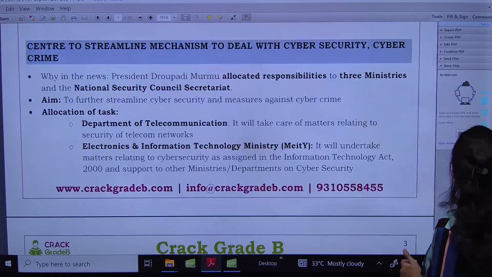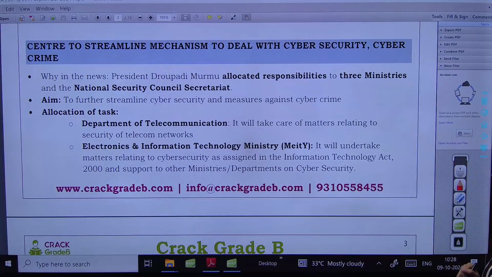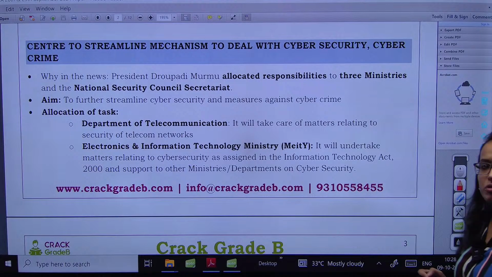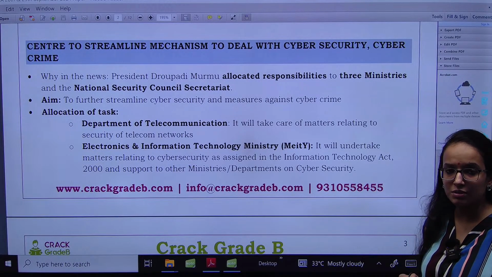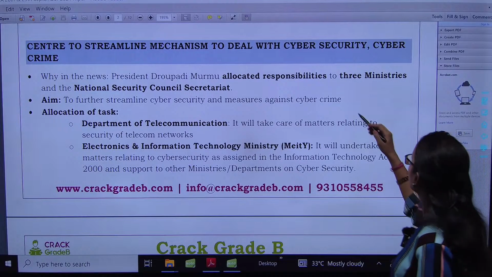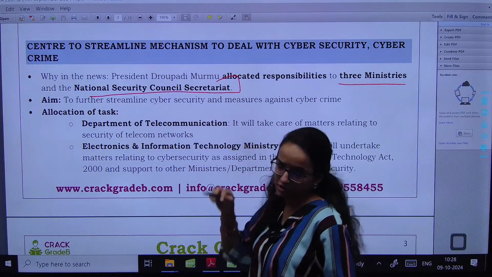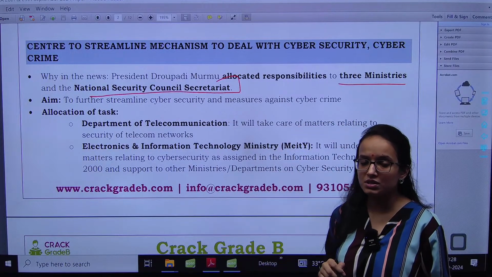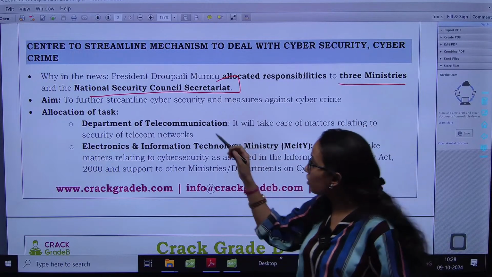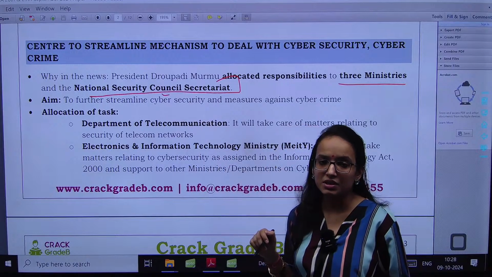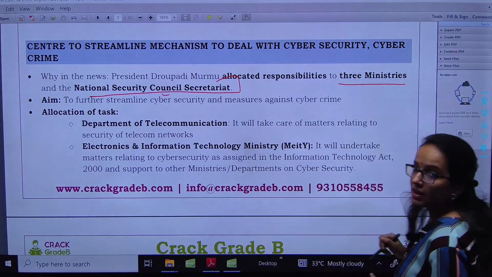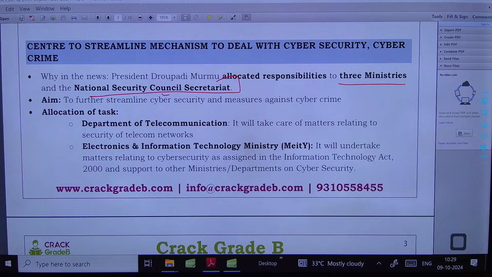Next, what we have is Honorable President Draupadi Murmu has allocated responsibilities. So new responsibilities have been allocated by the Honorable President to 3 ministries and the National Security Council Secretariat. To 3 ministries plus National Security Council Secretariat, right? So let's see, what is the aim of doing this? Further to streamline cyber security.